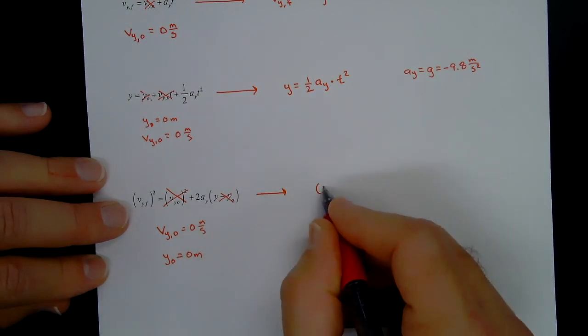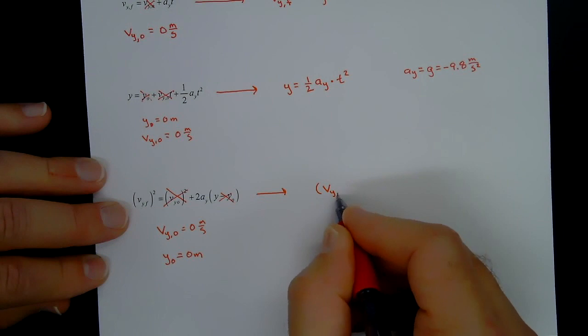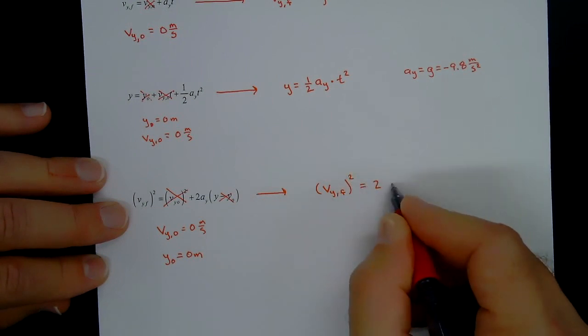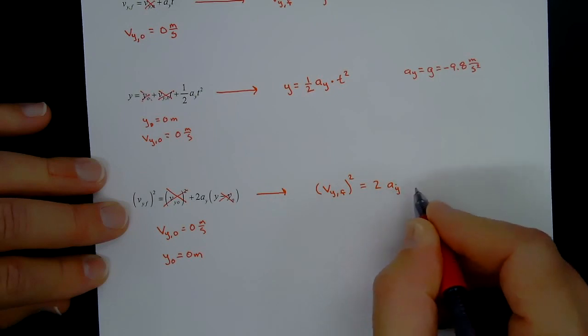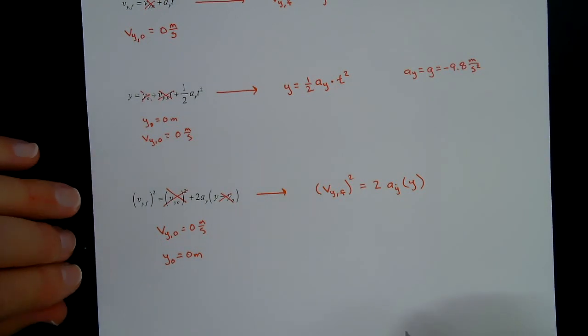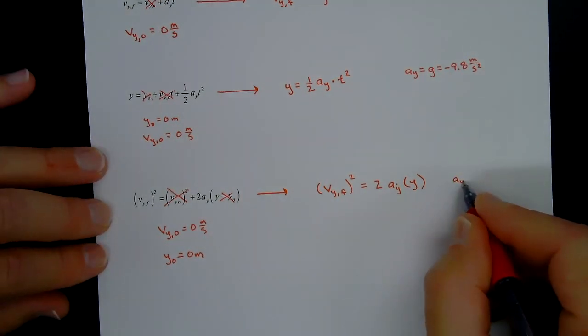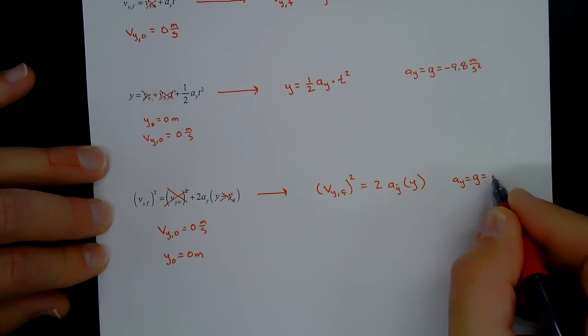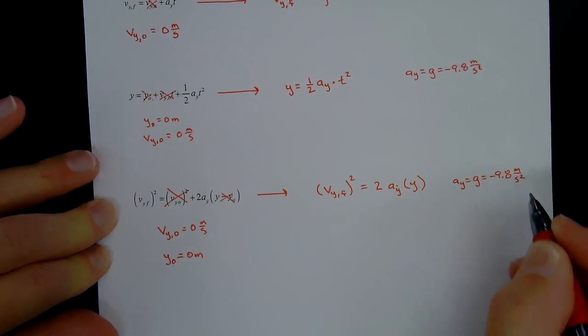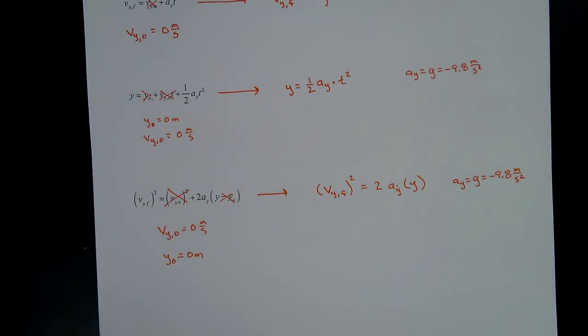So this means the velocity in the y direction, f squared, is equal to 2 times the acceleration in the y direction times y, all right? And so again, a sub y is equal to g, which is equal to negative 9.8 meters per second squared. Okay, so we're going to break this up into the horizontal and also the vertical components. Okay, all right, let's go do some problems.